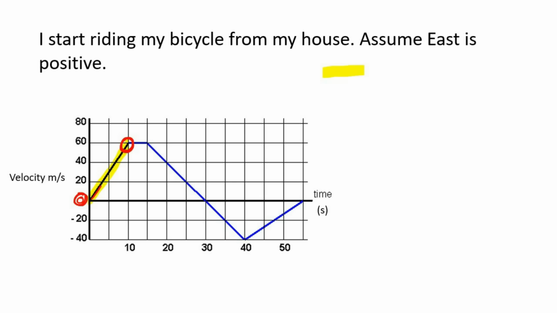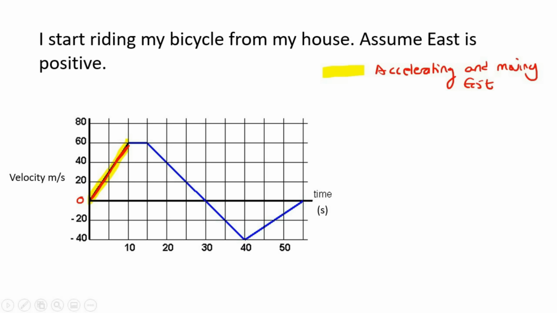So you see how we are accelerating over here. We're getting faster and faster. And because the velocity values are positive, it means we're moving in an easterly direction. Okay, so for that yellow part, we are accelerating and we are moving east.